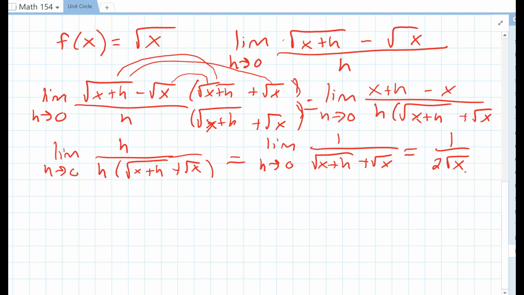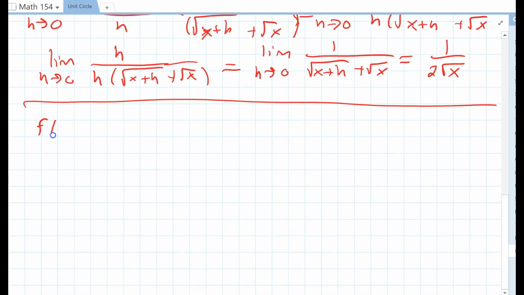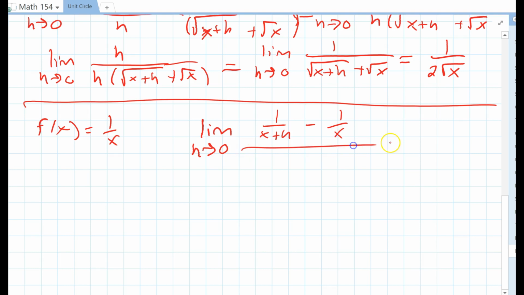All right. So hopefully this is helping out, making things clearer. I'm going to do one more example, a basic one with f of x equals 1 over x. So we do the limit as h approaches 0 of 1 over x plus h minus 1 over x, all over h. Remember that comes from x plus h minus x.